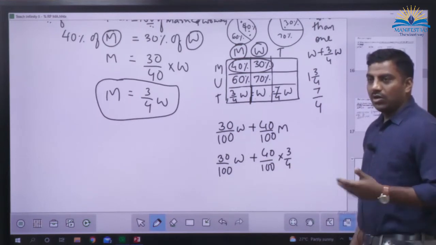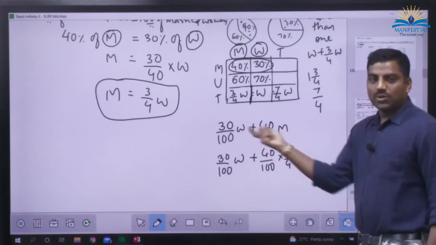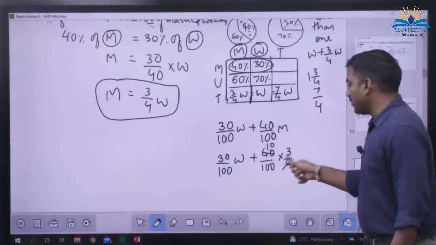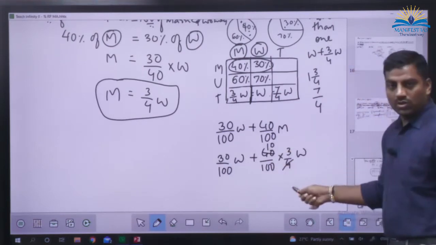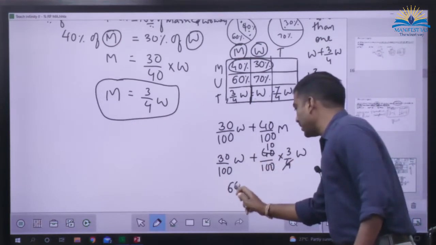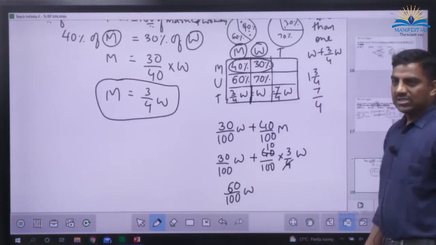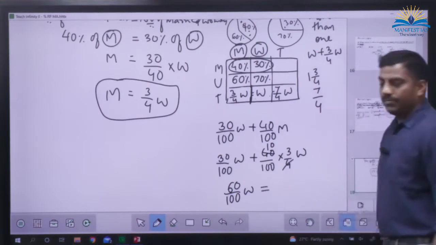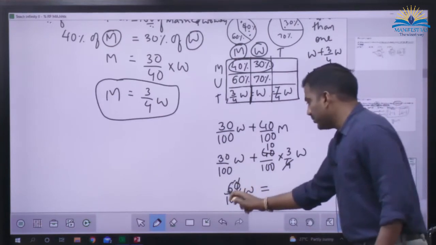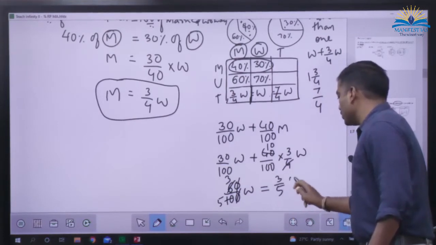Or simple, no? Married women is equal to married men. Just you have to take the double of this population. Or we'll get here 4 ones are, 4 tens are. What is it becoming? 30 by 100W plus 30 by 100W. That is 60 by 100W. So 60 by 100W, when you solve it, 0, 0 get cancelled, 2 3s are and 2 5s are. This is 3 by 5W.